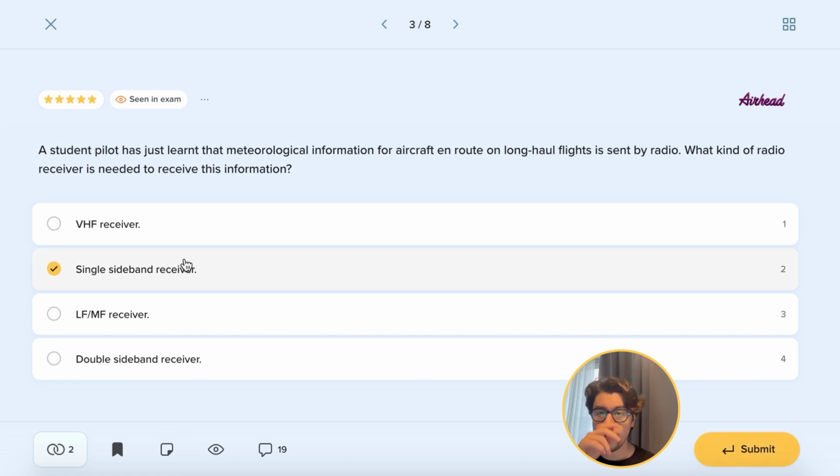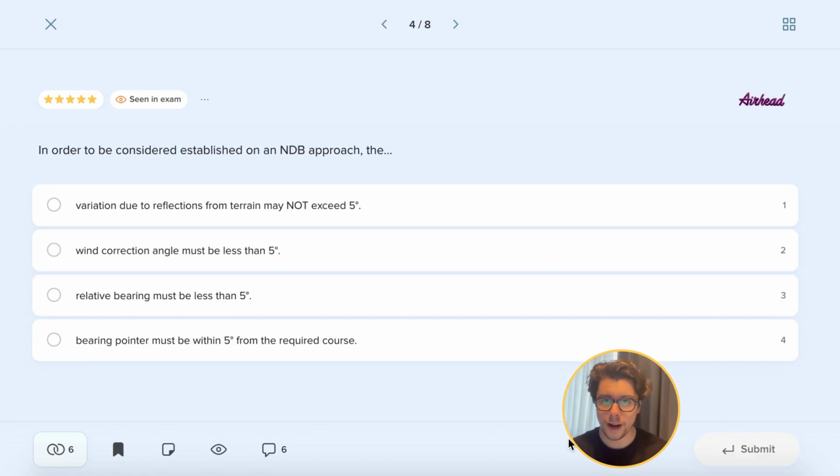However, these allow for very good efficiency when it comes to transfer of information across long distances, and they are strictly linked to HF frequencies. Remember that if it's not a long-haul flight, a broadcast VOR, meaning a VHF receiver, will in most cases be the most appropriate answer.